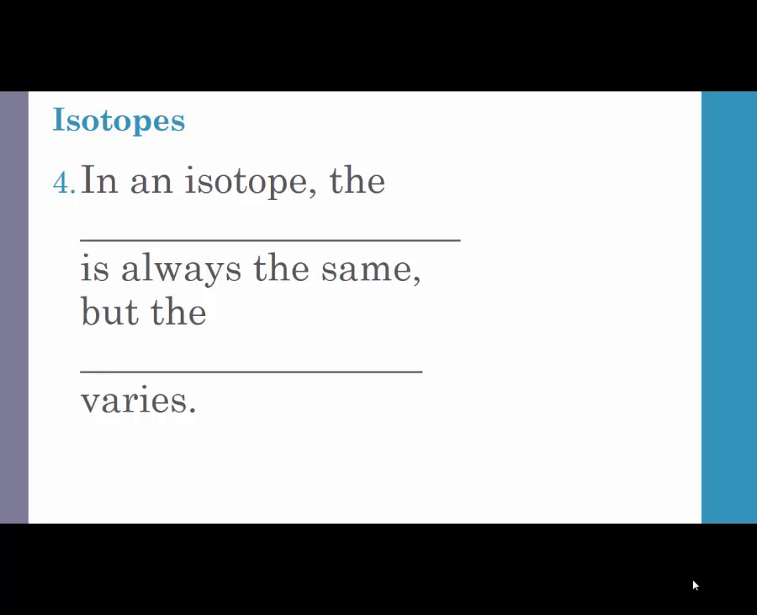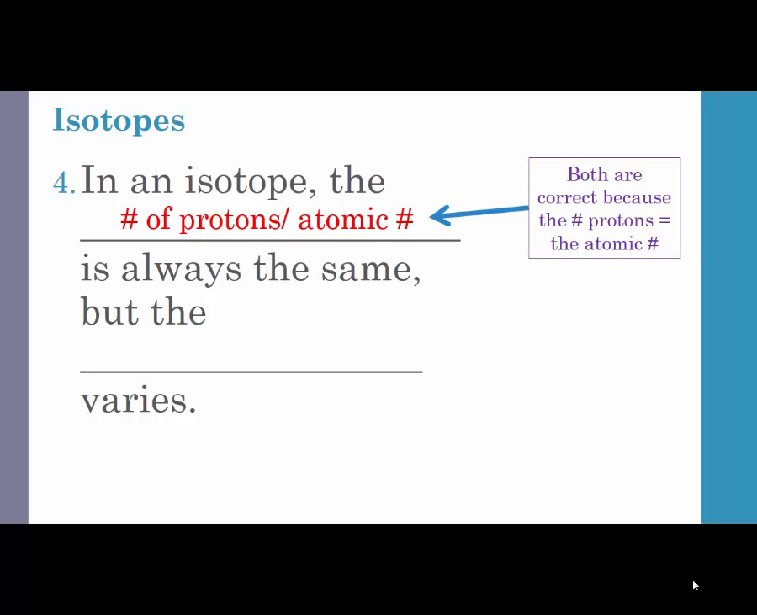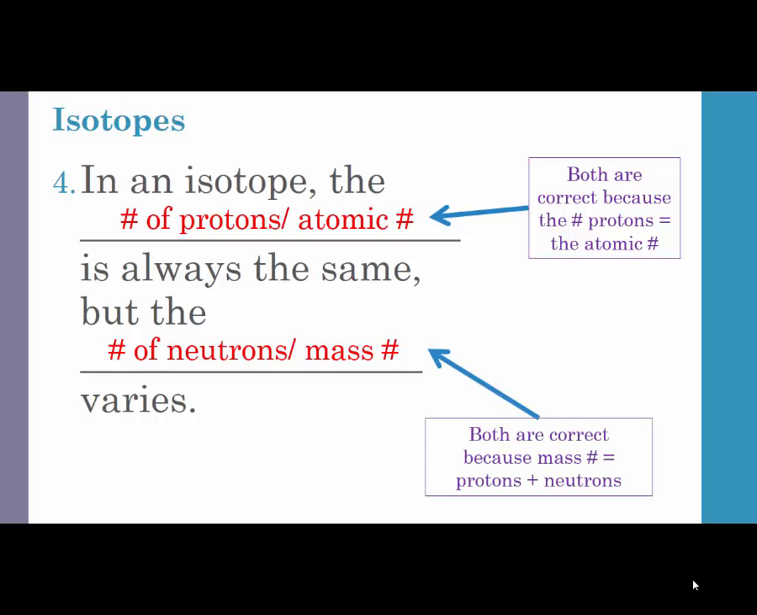In an isotope, the number of protons, aka the atomic number, is always the same. That is correct because the number of protons is equal to the atomic number. But the number of neutrons, also known as the mass number, will vary. And that's because in order to get the mass number, I have to add protons and neutrons. So that number of neutrons can change.